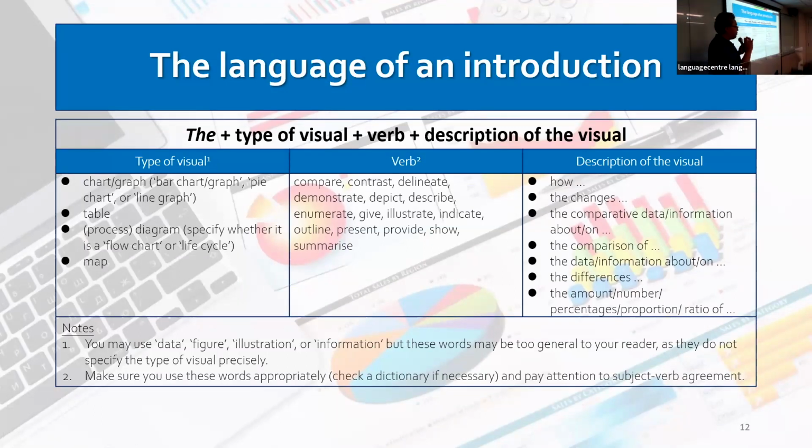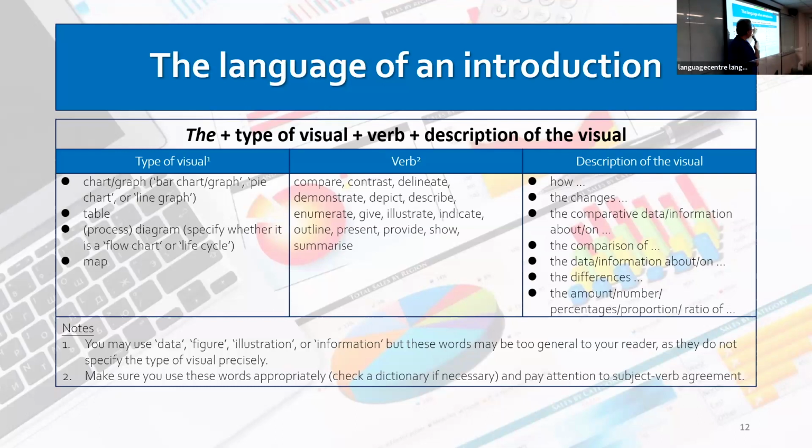But if you're worried about the wording of the introduction, I've prepared this slide for you just in case you are not really confident with the introduction. I would suggest this formula for your introduction. You can begin with the definite article the, and then you point out the type of visual. The type of visual means something like whether it's a chart, a graph, a table, or diagram, or a map.